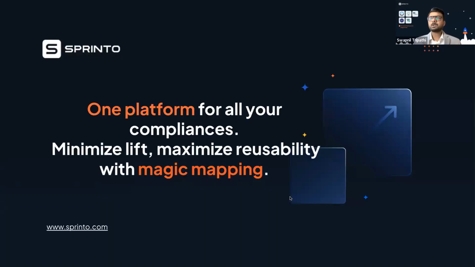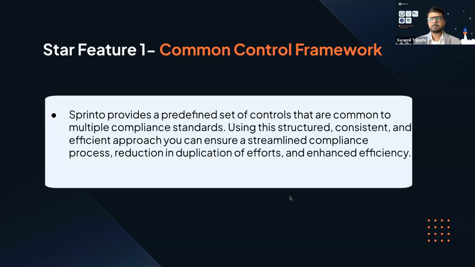We are calling these three features combined together as magic mapping. Let's talk about these features one by one. So the first star feature is common control framework. Now, what does this mean?